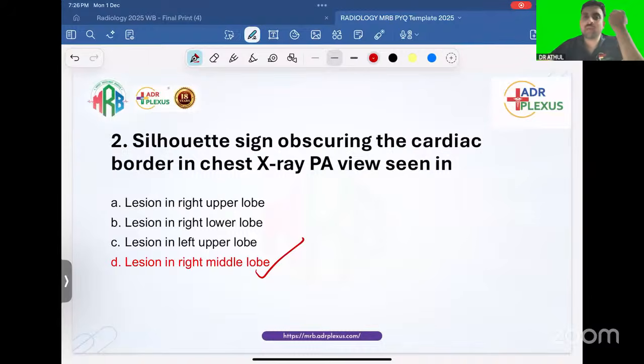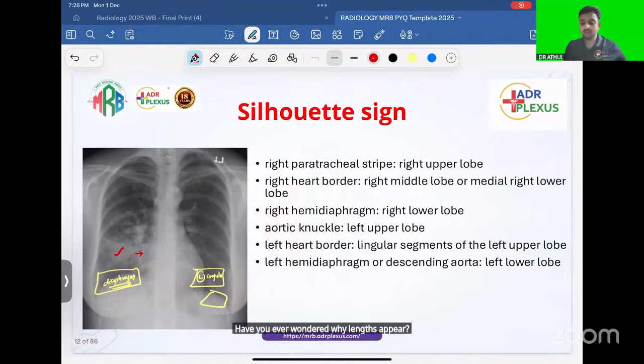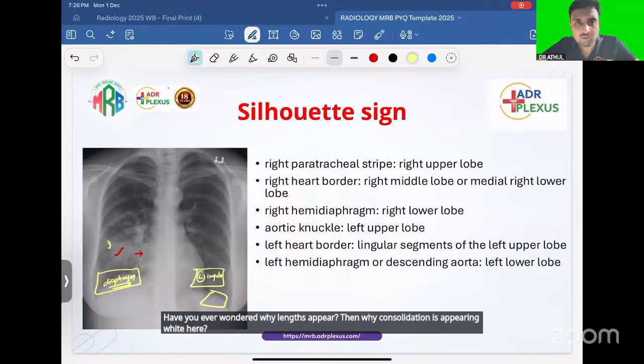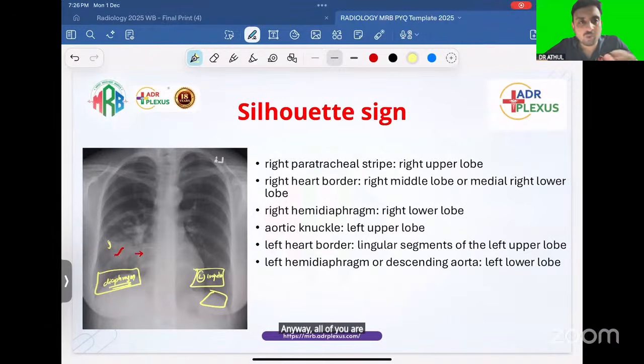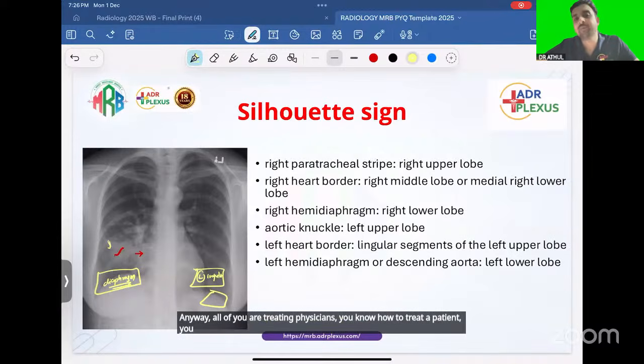Have you ever wondered why lungs appear the way they do, and why consolidation appears white here? Anyway, all of you are treating physicians. You know how to treat a patient. You know how to give antibiotics and treat consolidation, whether it is bacterial or viral.